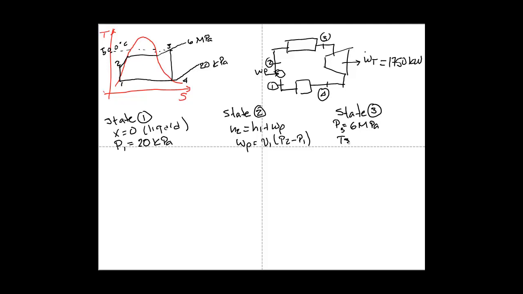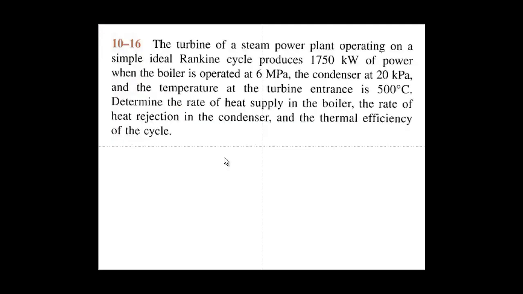State 3 is easy to define because it's a superheated vapor, 6 megapascal and 500 degrees. So here we are indicating it is superheated. For state 4, we know that process 3 to 4 is an isentropic turbine. So one of the properties that we are going to need, we already know it, is 20 kilopascal, the pressure at the outlet of the turbine. And the other property, since it's an isentropic process, we are going to consider to be the entropy. Entropy 3 is the same as entropy 4, and these two values define the state.